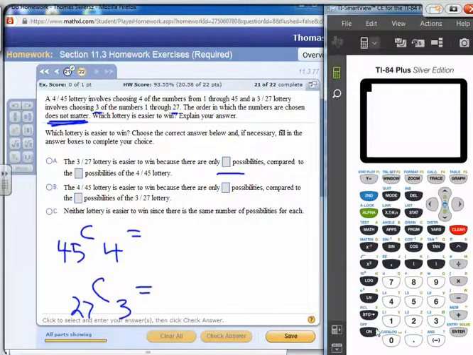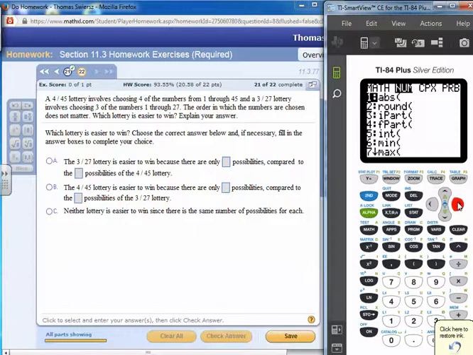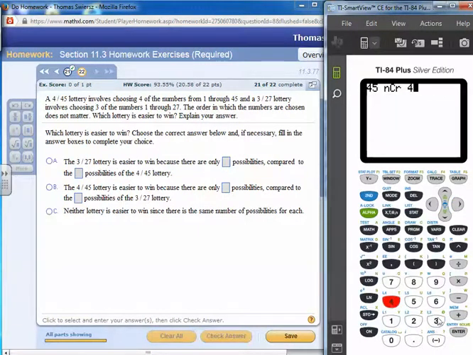So we've got 45C4 for the first one: 45, math, and then over 3 with your arrow to probability. nCr is number 3, and we're selecting 4 with this lottery, right? So this lottery is 148,995. For the 27C3, okay, so we've got a total of 27, math, over to PRB using the right arrow 3 times. And then nCr is number 3. In this case, we're choosing 3 numbers. Okay, we only get 2,925.